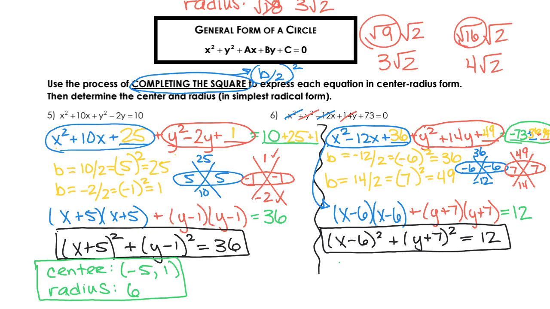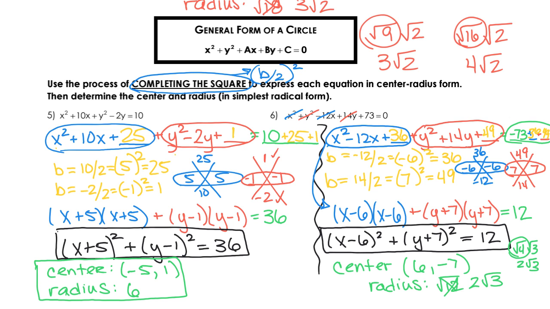And so I can tell you that the center is positive 6, negative 7, and it has a radius of the square root of 12. Okay. However, that is not a perfect square, and it can go lower. So we're going to go ahead and off to the side here, break it up into 4 and 3, which becomes a 2 square root of 3. And so we'll replace this with 2 square root of 3 so that our radius is in simplest radical form.